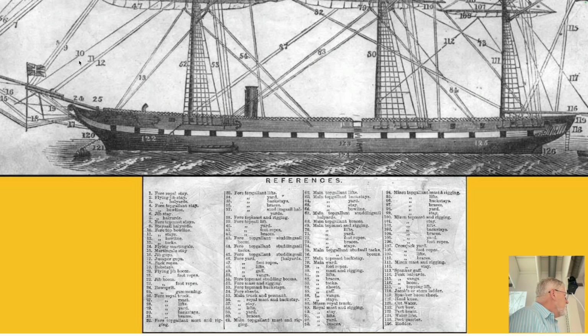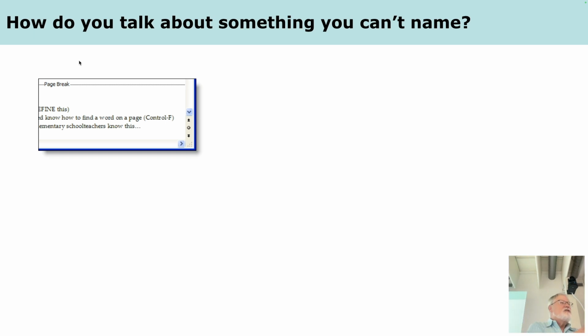So in this case, I said, show me a picture of the ship with all the parts labeled. And this is all the labels. So you can actually go look up what that thing is. It's called the topmost studding sail. There's no way you would know that, right? So that's a strategy trick, right? So you know the strategy, obviously, right?